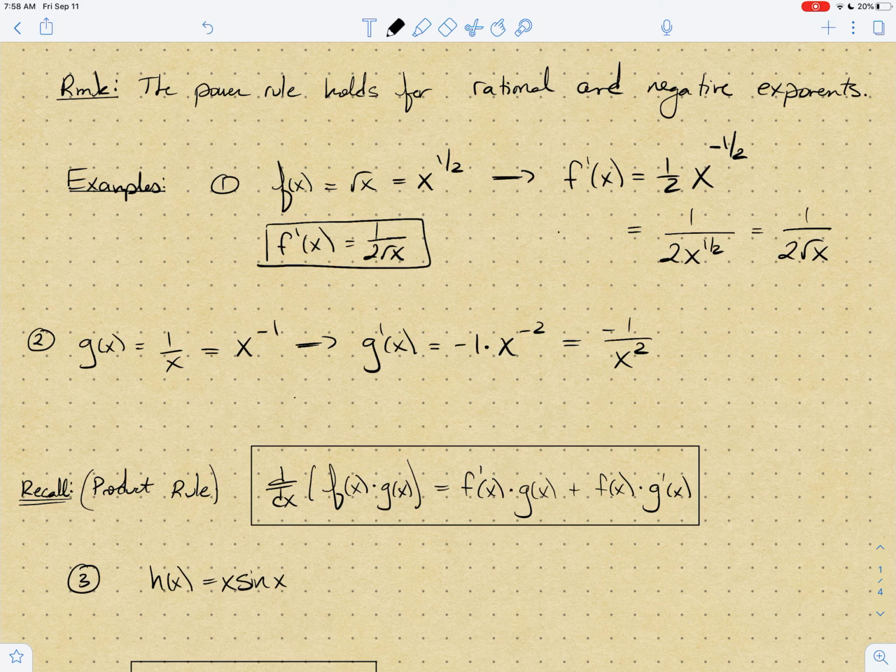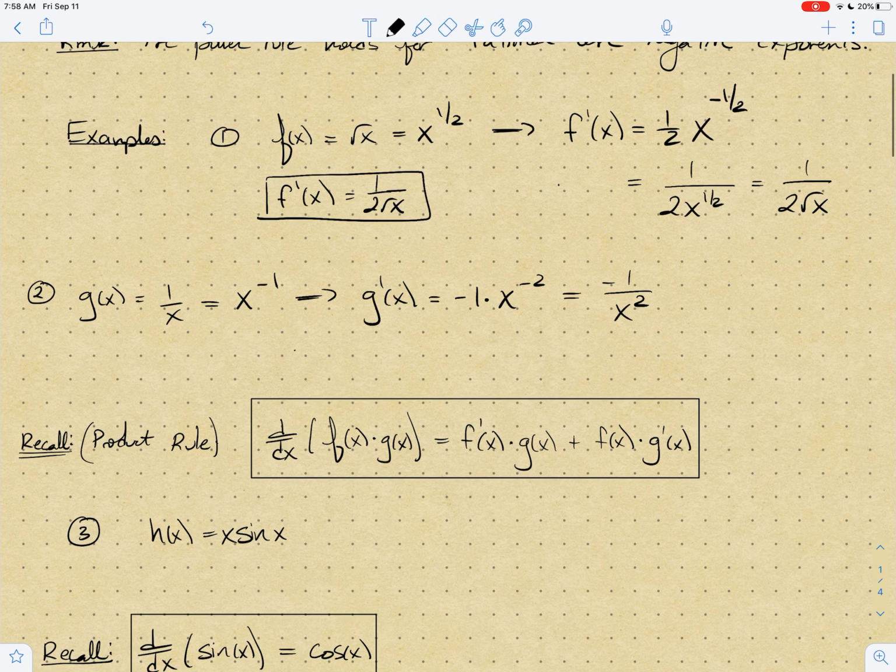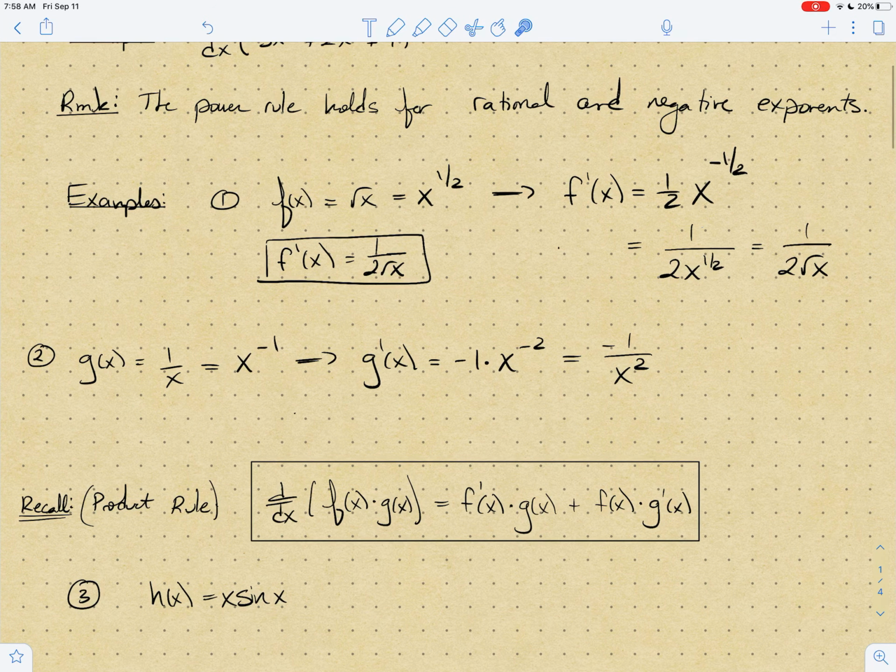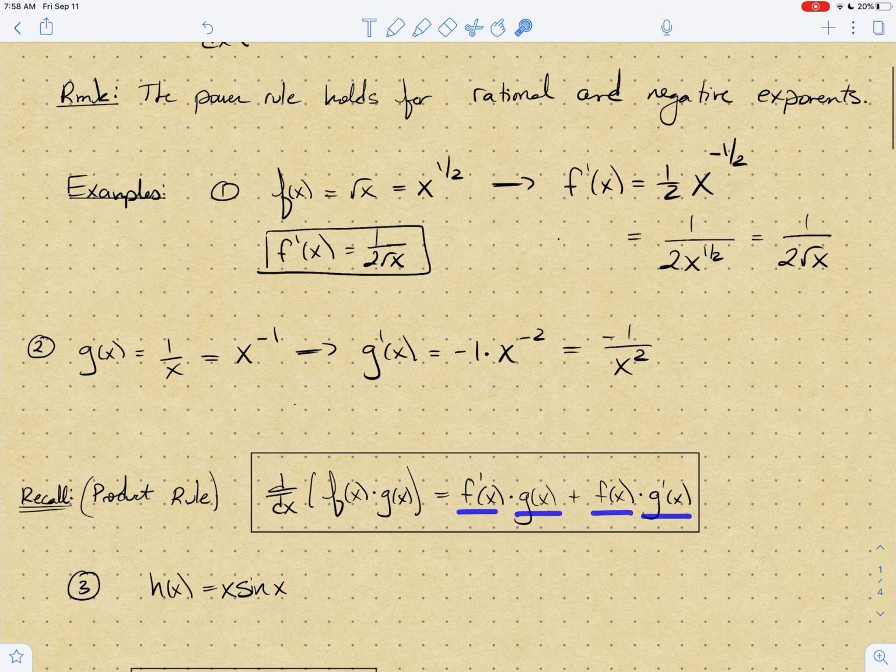So I wanted to also review the product rule with you. So I've written it down. We just did this in the worksheet. The derivative of a product f times g is f prime g plus f g prime. And so why don't you guys see if you can work out this derivative for me really quickly, see if you can get it. So pause the video.